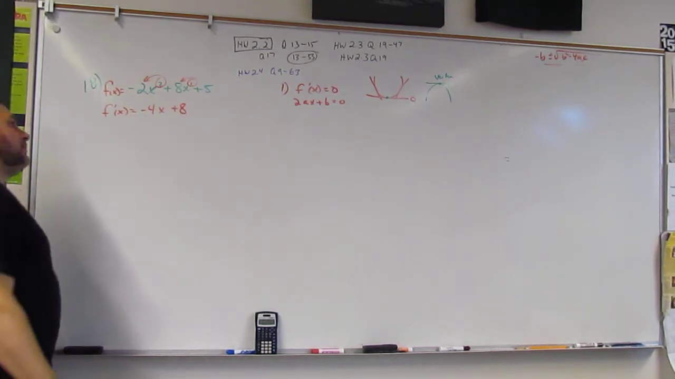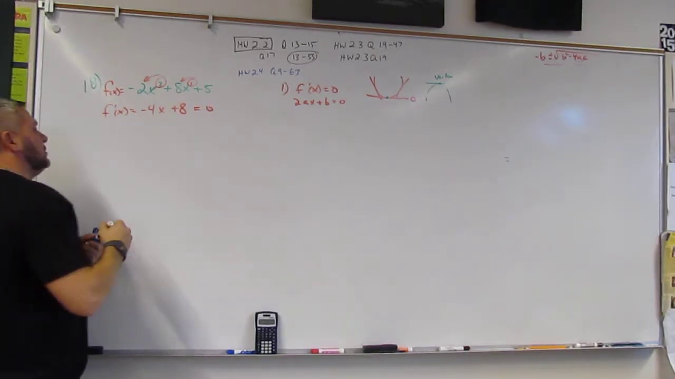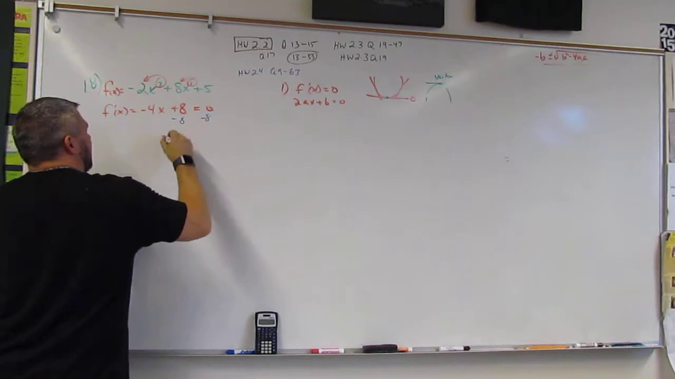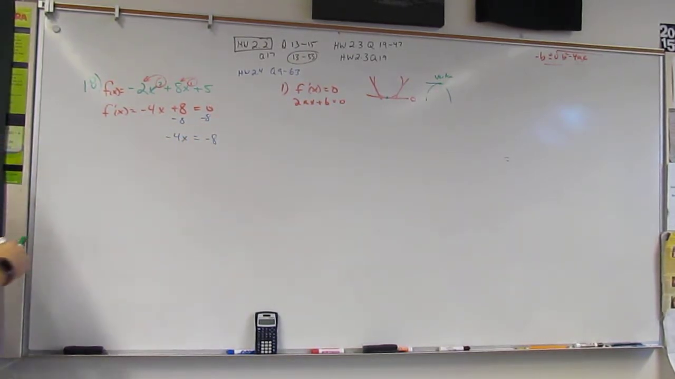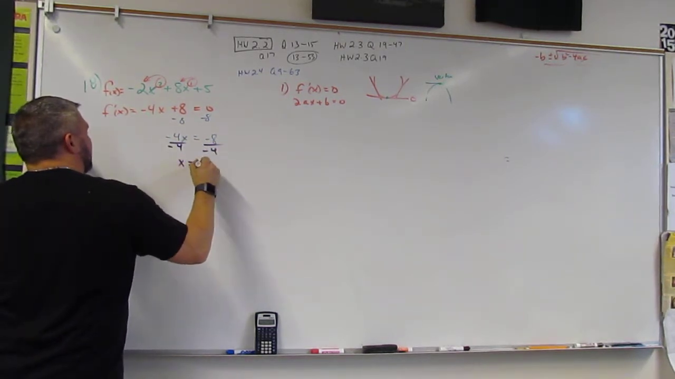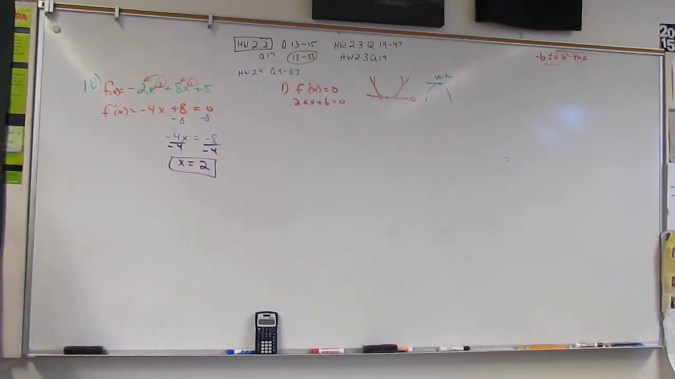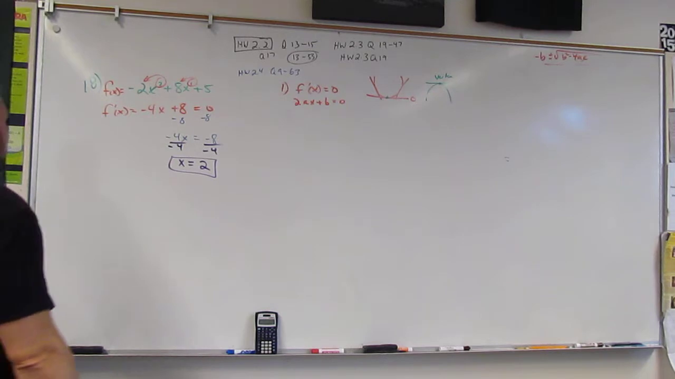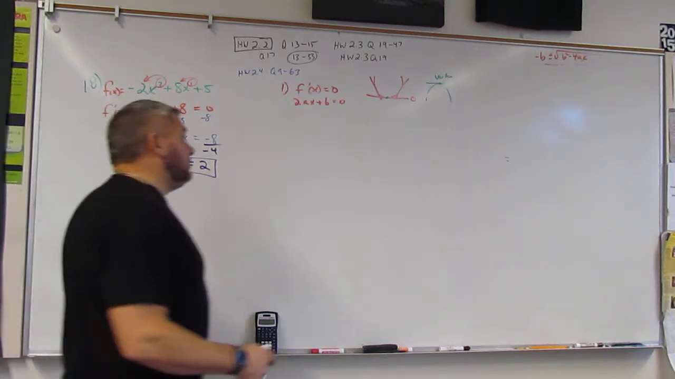Okay? And then we set that equal to 0 and we solve. So we subtract 8, and we get negative 4x equals negative 8. Then we divide by negative 4 and we get x is equal to 2. That's your first step. That's the axis of symmetry.